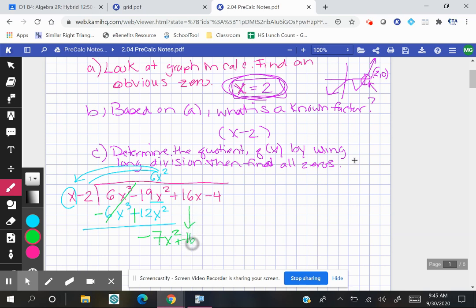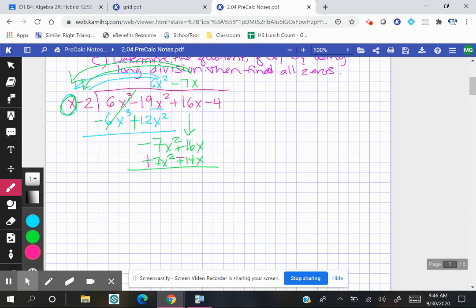So plus 16x. Again, we're only looking at the x. X times what gives me negative 7x squared? That'll be negative 7x. Then you distribute. So I have negative 7x squared plus 14x. And then we change our signs. This becomes plus, this becomes negative. So I have 16 minus 14 gives me 2x.